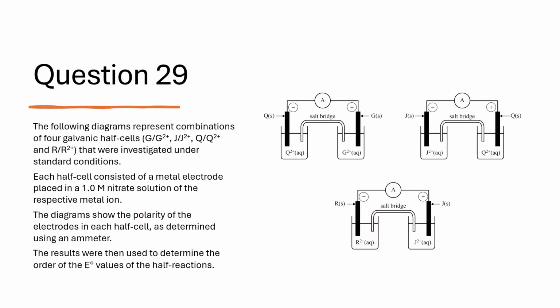The following diagrams represent combinations of 4 galvanic half cells that were investigated under standard conditions. Each half cell consisted of a metal electrode placed in a 1.0 M nitrate solution of the respective metal ion. The diagrams show the polarity of the electrodes in each half cell, as determined using an ammeter. The results were then used to determine the order of the E values of the half reactions.